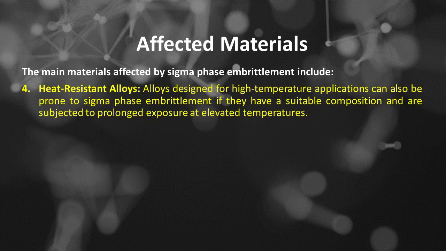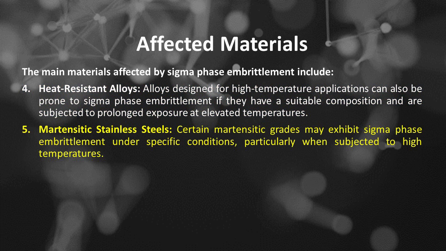Number 4 is heat-resistant alloys. Alloys designed for high-temperature applications can also be prone to sigma phase embrittlement if they have a suitable composition and are subjected to prolonged exposure at elevated temperatures. Number 5 is martensitic stainless steels. Certain martensitic grades may exhibit sigma phase embrittlement under specific conditions, particularly when subjected to high temperatures.